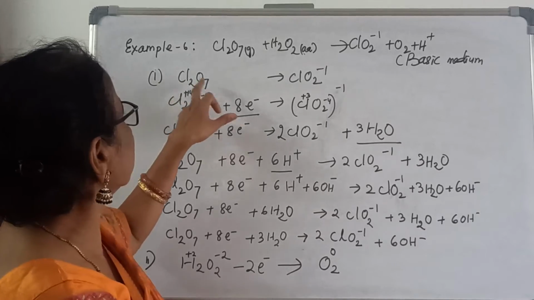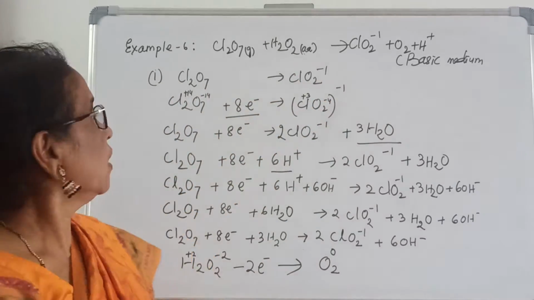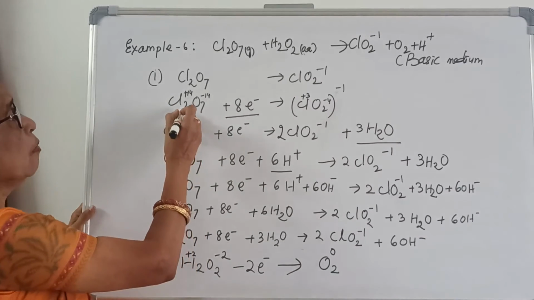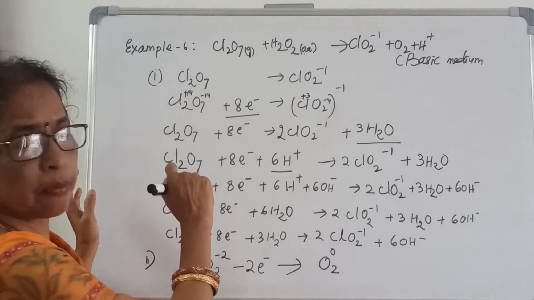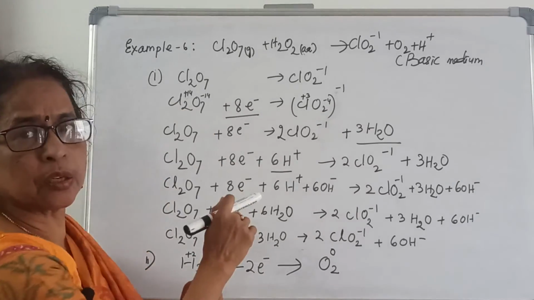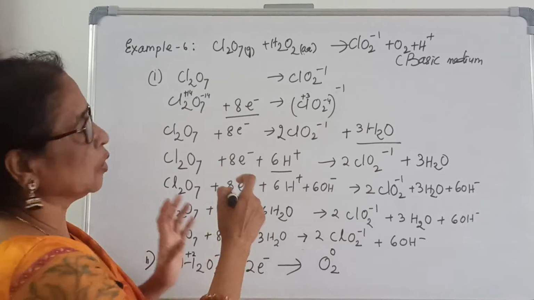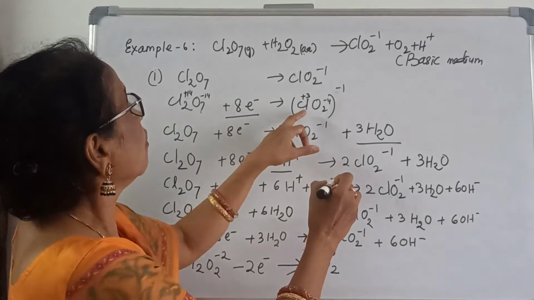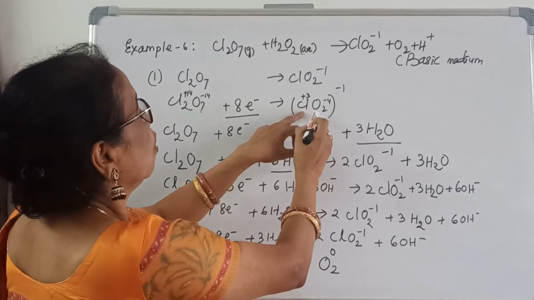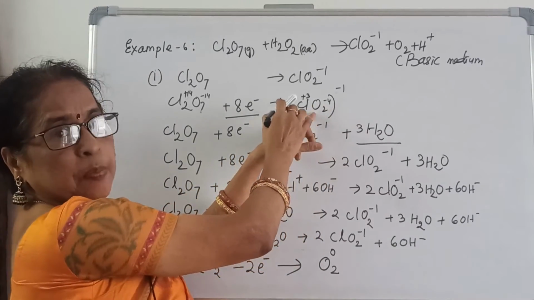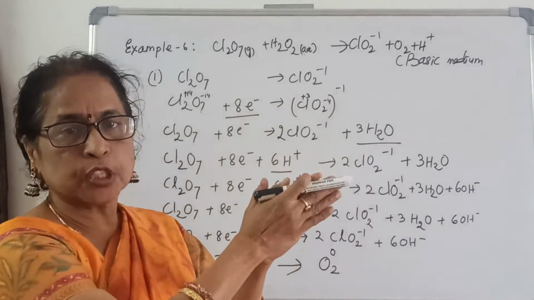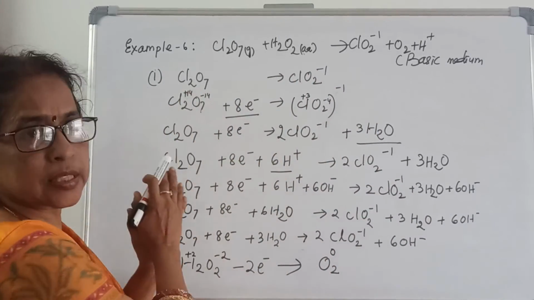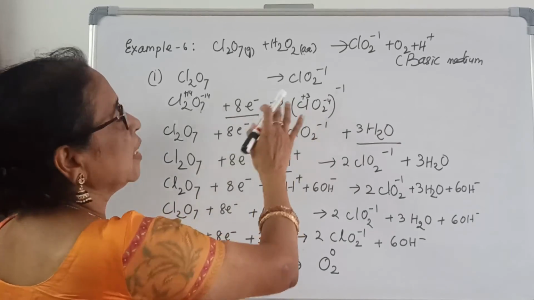Now first you write Cl2O7 to ClO2 minus 1. Here in Cl2O7, see what is the oxidation number of chlorine. For 2 chlorine it is plus 14, that means for 1 chlorine it is plus 7. And now here it changes to Cl plus 3. How? O2 means minus 4, and it should be plus 3 so that the sum of the oxidation numbers equals minus 1.